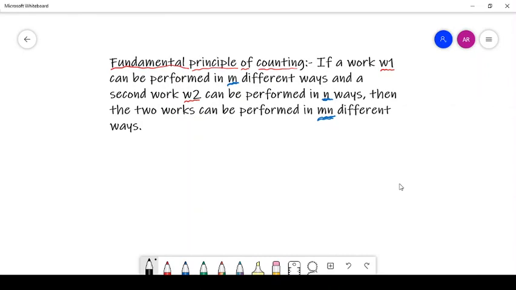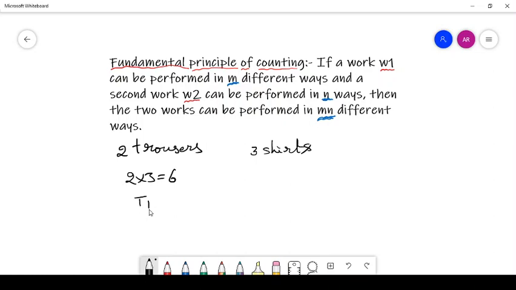For example, you have two trousers and three shirts. By the fundamental principle, you can select a pair in 2 into 3, that is 6 different ways.